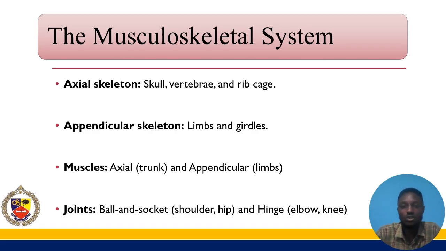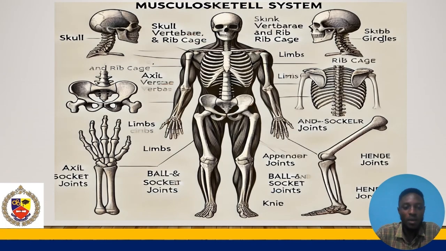So let me just show the diagram representation of what I'm talking about here. This is the skull, this is the thoracic region, this is the thigh, which is the femur, right, and this is the leg. We are still going to talk more about this when we dive into the upper and lower limb.